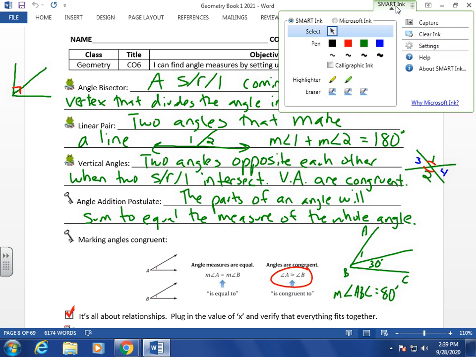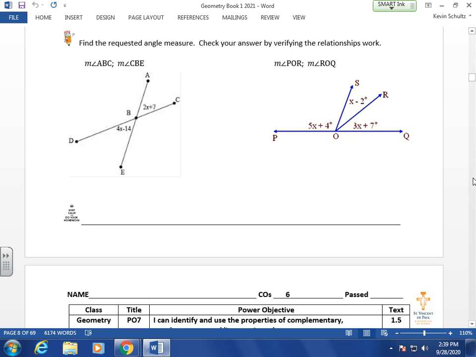Okay. Coming down here then, I believe we go back to a little bit of algebra. Find the requested angle measure. Check your answer by verifying that the relationships work. I'm looking for the measure of angle ABC and the measure of angle CBE. So ABC, underline that in green, that's this one right here. I want to know what that is. And then the measure of angle CBE, right here, going from C to point B and down there, I'm looking for that angle there. So look at this picture here and tell me what relationships you see.